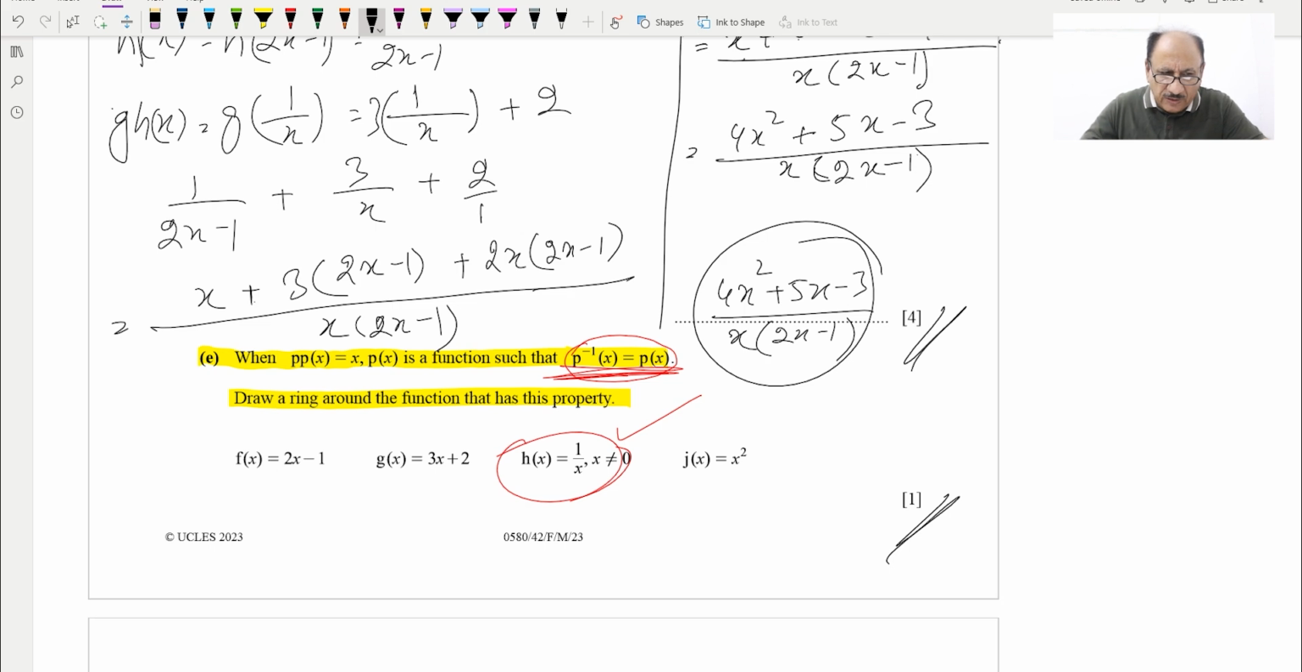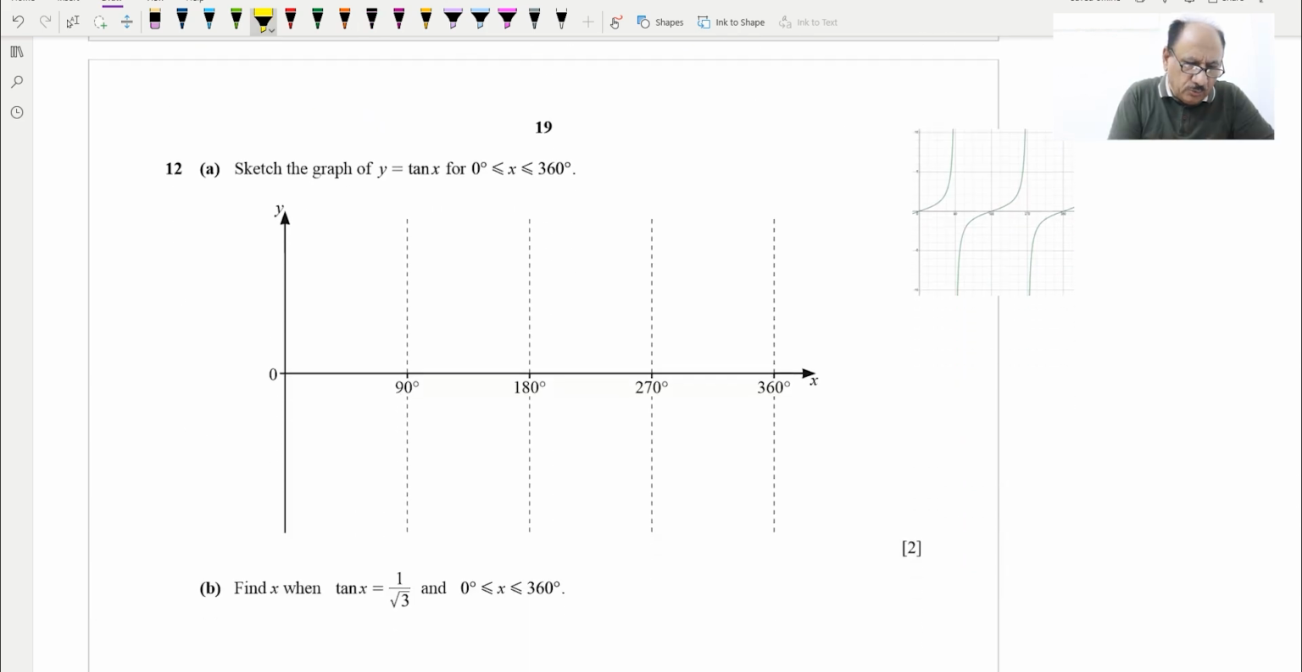Hopefully you understand this. Question 12, A part: sketch the graph of y is equal to tan x for x varying from 0 to 360. This is not part of the question, I have copied this, I will explain this later. This is a 2 marks part, and we need to draw.